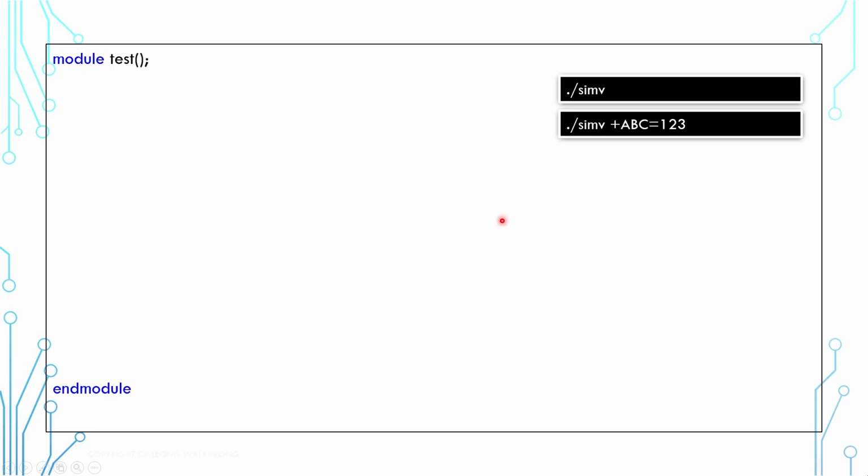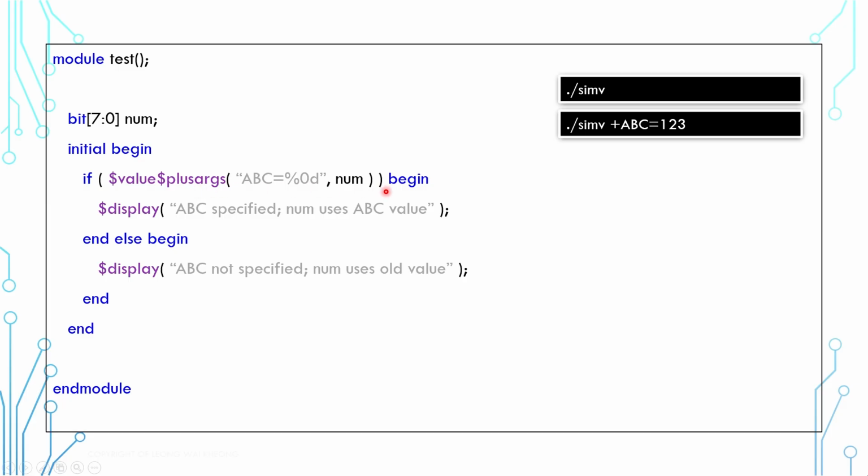Now, the previous examples are about binary decision. If you want to pass in other than 0 and 1, we can use valued plusargs. From the simulation command, this is how it looks like, and from the code, this is how it looks like. First, we need a variable that can take in the value. In this example, if ABC is not provided as a simulation argument, then the value plusargs will return 0 and this statement will be executed. And at the same time, the variable num will remain as 0.